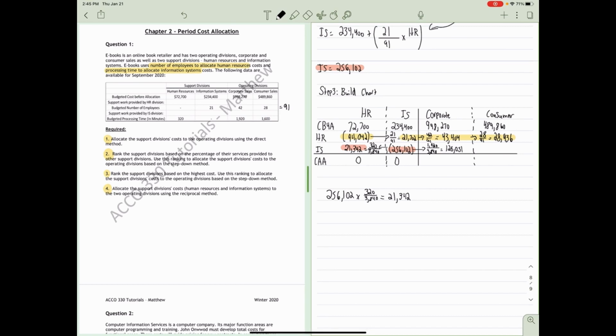All right, and now we have to ask ourselves, how much does consumer use of the information systems? Well, consumer sales uses 1,600 of the 3,840. And then that gives you 106, what's my solution say here? 106,709. All right. And that, guys, is it. So now we fully allocated the IS cost to corporate and consumer sales. And just like that, we're A-okay, we're good, and we're done this problem.